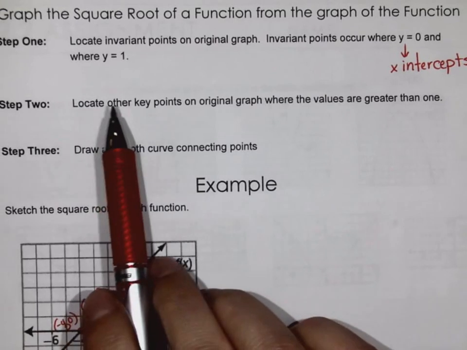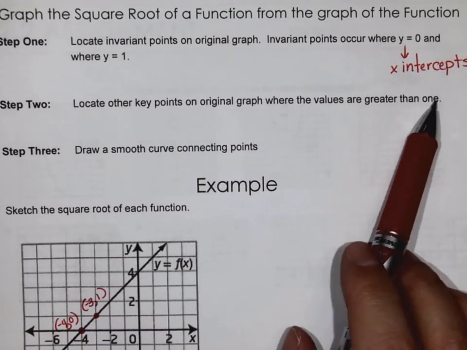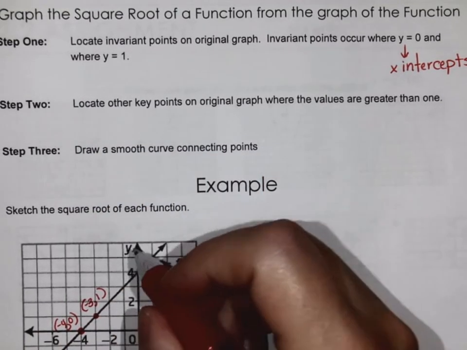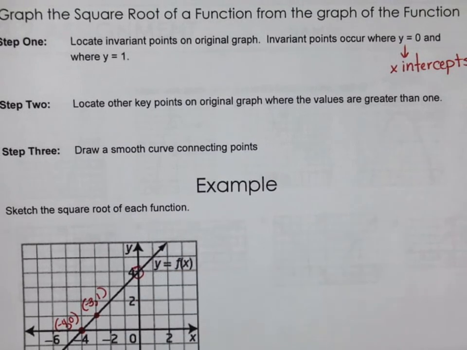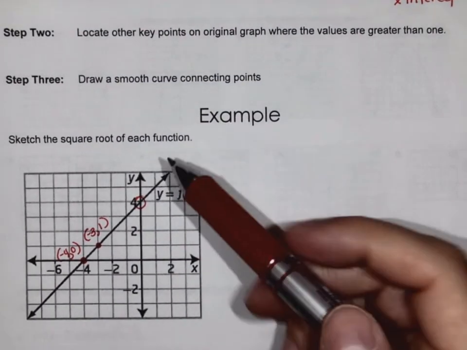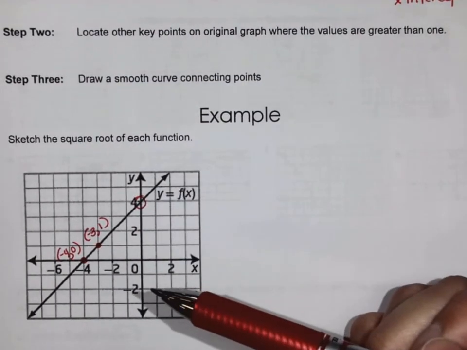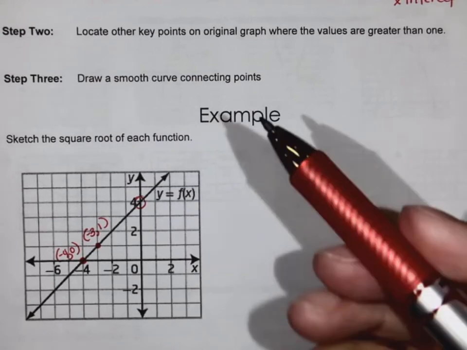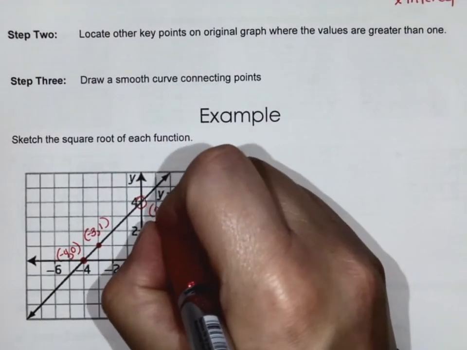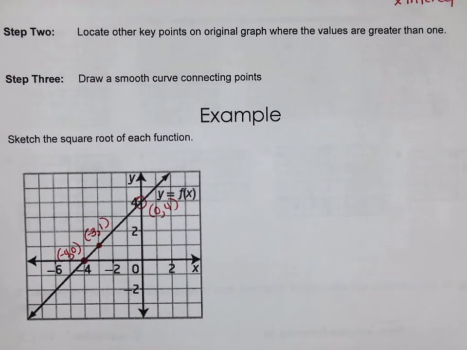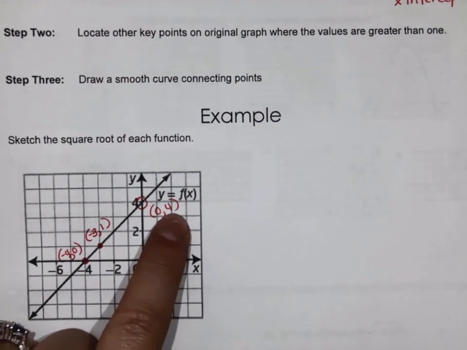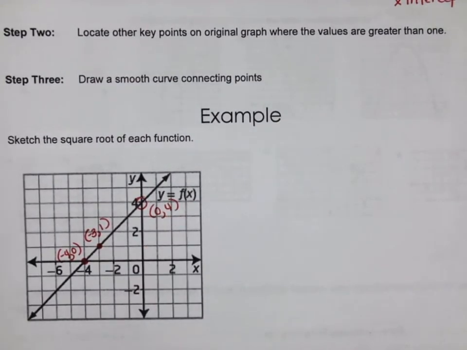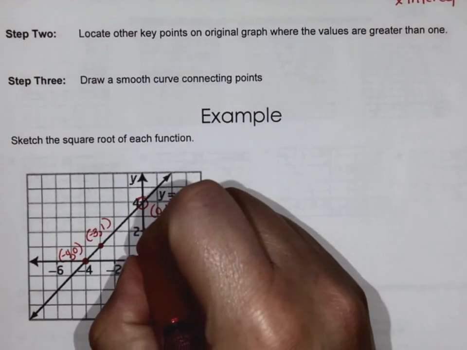Locate any other key points on the original graph where the values are greater than 1. I might graph this point. Why would I graph this point? Because the value at this point is 0 and 4. So what's going to happen to the y value? It's going to square root, and it's a nice perfect square, so it's going to go to 0 and 2. So we don't need to do a table of values.